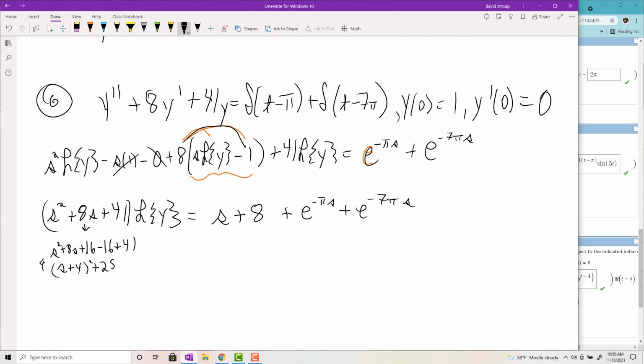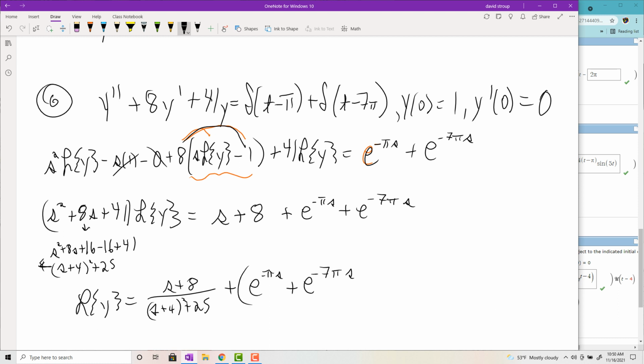Okay. All right, so I divide everything by that. I get Laplace y of course, s plus 8 all over s plus 4 squared plus 25, and then plus these two things will kind of have the same result, just one will have a piecewise u of t minus pi, the other one will be u of t minus 7 pi, right? So let's put these guys together and multiply them by 1 all over s plus 4 squared plus 25.